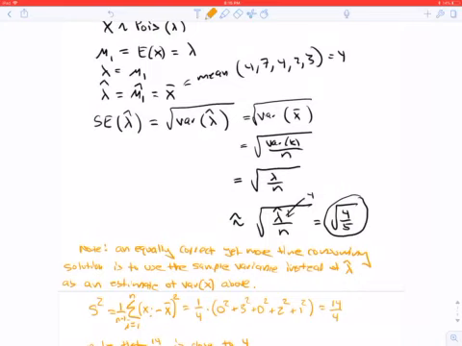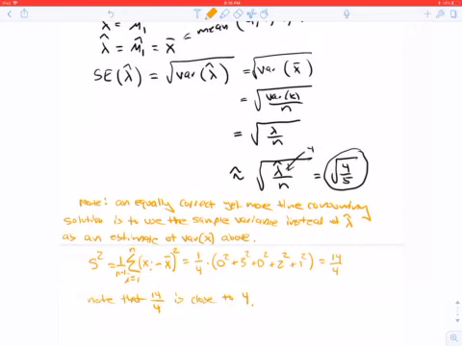Now, the variance of x we can approximate 2 ways. One is if you use the fact that x is Poisson, then you know that the variance of x is lambda, and you can approximate lambda as the sample mean, which is 4, giving us the square root of 4 over 5. Or you could approximate the variance of x as the sample variance, which is a little bit of a calculation, but it turns out to be 14 over 4, which is close to 4.